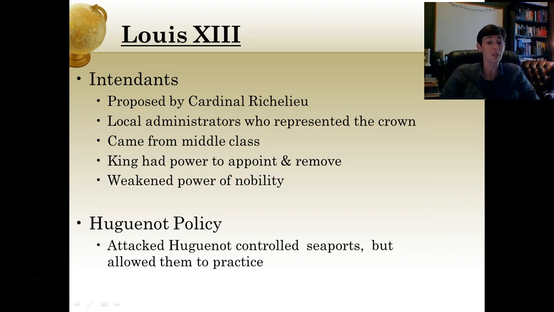Their Huguenot policy was the following. They attacked Huguenot-controlled seaports, but they did allow them to practice, because they didn't want them to have economic or political power, but they didn't want to completely annihilate them either.